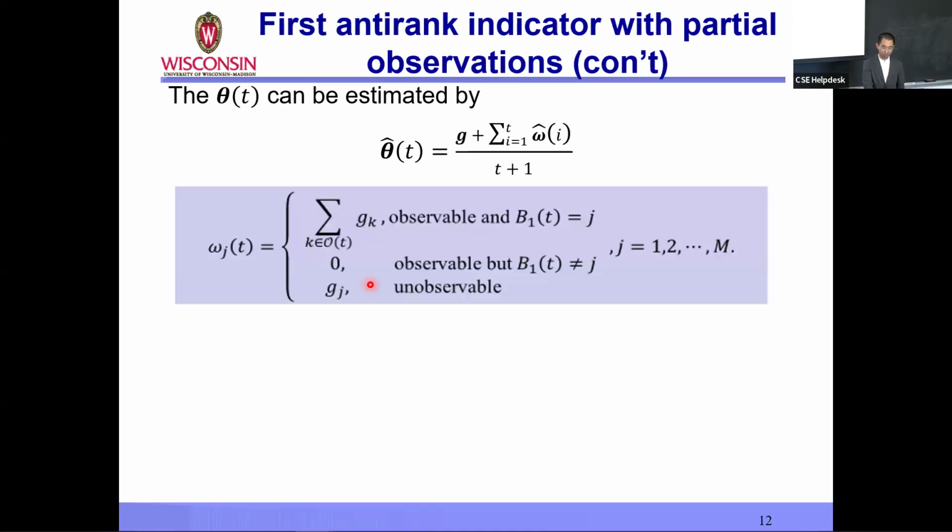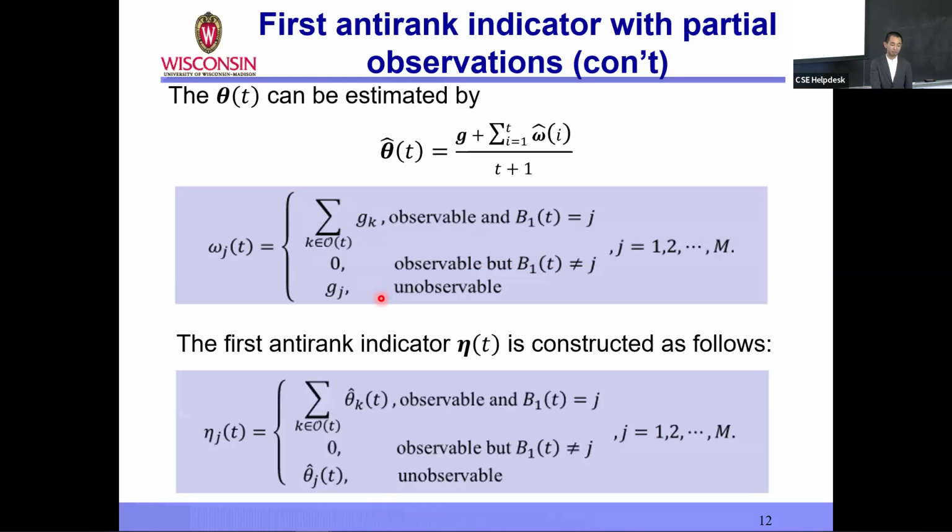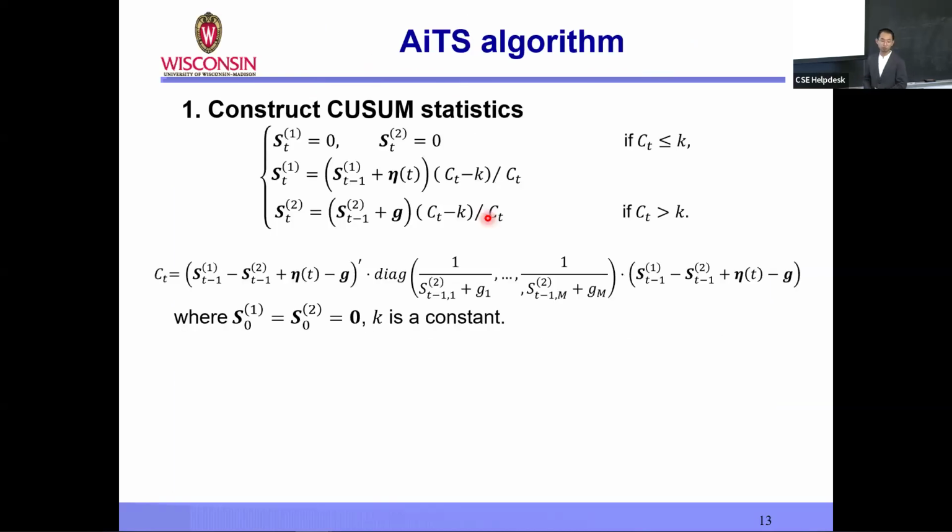With the omega available, we can update our first anti-rank indicator, which is the eta here, based on the estimated theta hat. The reason why we use the theta hat, not the g, is that the theta hat is a good estimation of the underlying process, and it's powerful to detect the mean shift when the process is out of control. So far I have talked about the first anti-rank indicator under the partial observations. Next, I will give an overview of the proposed method.